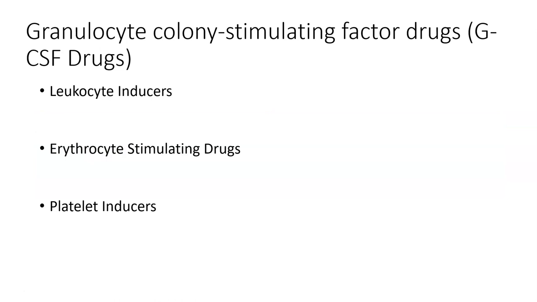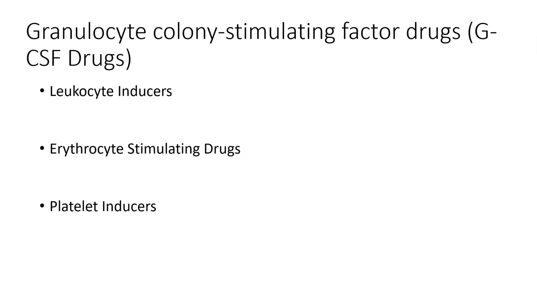One of the complications of chemotherapy is bone marrow suppression. The rapidly reproducing cells in the bone marrow, which would produce blood cells, can be impacted. So we use a group of drugs known as colony stimulating factor drugs or granulocyte colony stimulating factor drugs. These include drugs that are going to increase production of white blood cells. Those are your leukocyte inducers. Erythrocyte stimulating drugs are going to increase red blood cells, and platelet inducers are going to increase the levels of platelets or thrombocytes, your clotting cells.